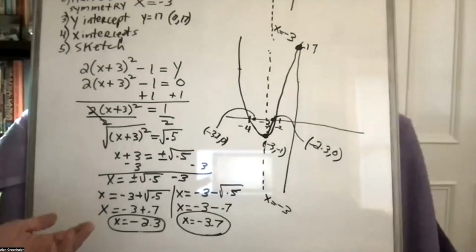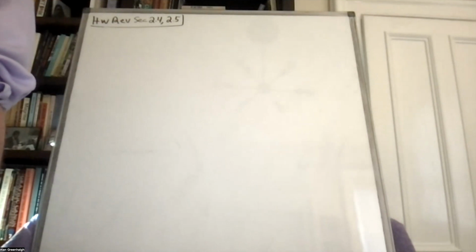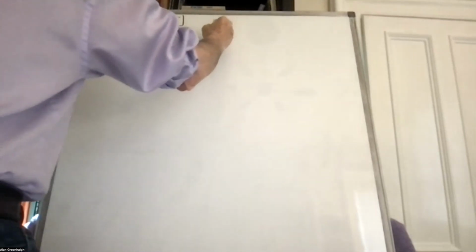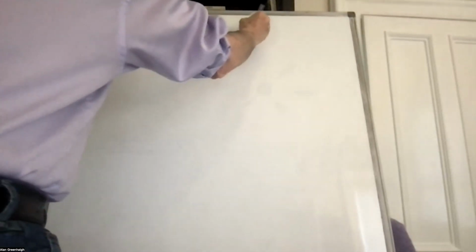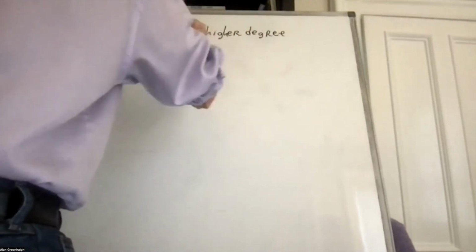And then we moved on to section 2.5. Okay, so we then moved on to another section. We now move on to section 2.5, and this is what I gave you as an assignment. So the first problem, so this is section 2.5, which was graphing higher degree equations or functions, higher degree functions.